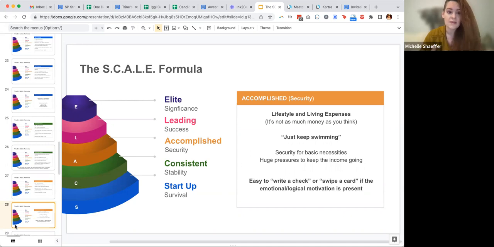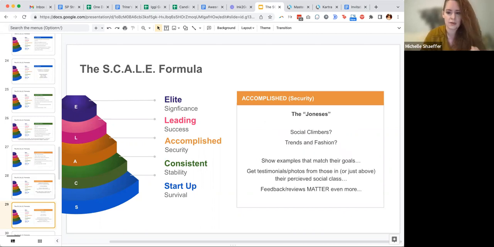Here, keep in mind, even though they've got more income coming in, lifestyle and living expenses are a huge chunk of that. They're very much in the just keep swimming phase of life. They have security for their basic necessities, but there is a huge pressure to keep the income going. And if you're at this level with a team, you understand exactly what I'm saying. You've got to make payroll. You've got to cover the tools and the automation and all the things in your business. But it's easier for somebody at this level to write a check or swipe a card if both the emotional and logical motivation for it is there. And you want to make sure you're always looking at both of those sides in your messaging.